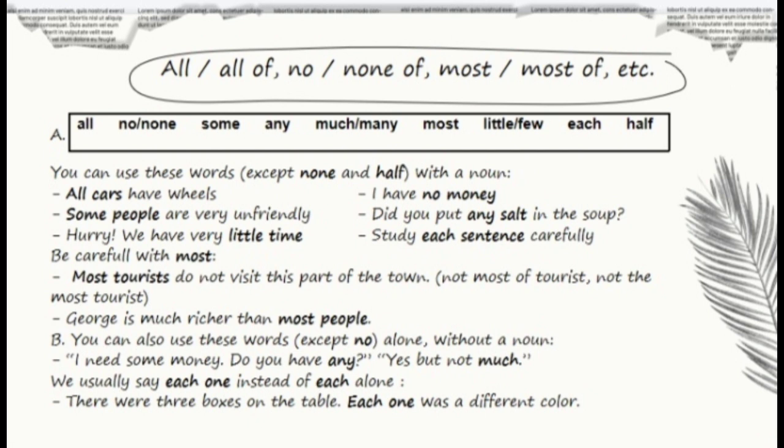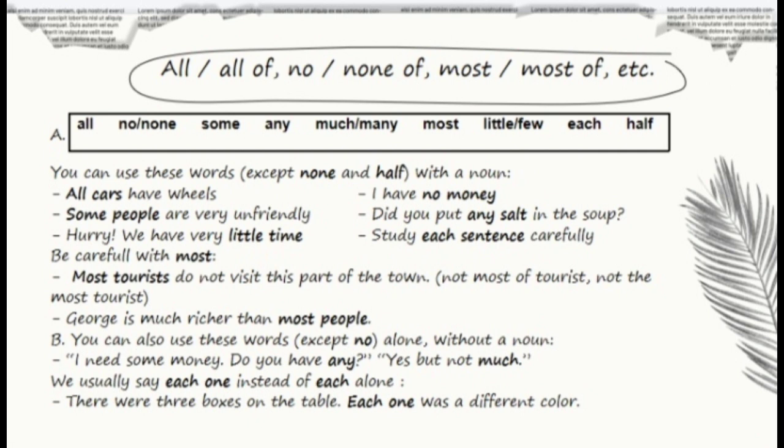So be careful with most. For example, most tourists do not visit this part of the town. It means not most of tourists, but also not the most tourists. For example, Kate is much richer than most people.